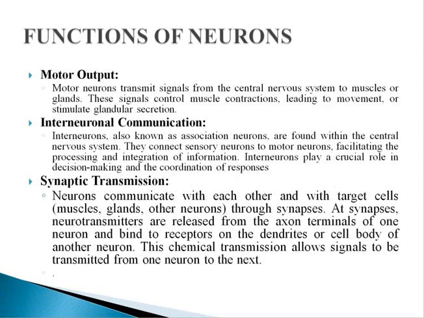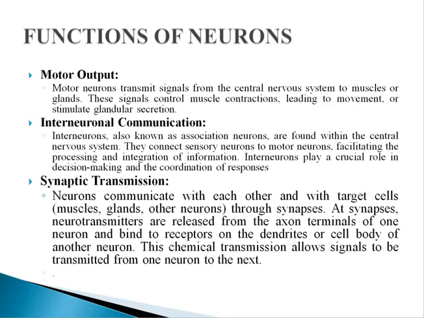So next is the motor output. The motor neurons transmit signals from the central nervous system to the muscles or glands. These signals control muscle contraction, thereby leading to movement, or even stimulate glandular secretion. The next is the interneuronal communication. Interneurons are known as association neurons, which are found within the central nervous system, and they connect sensory neurons to motor neurons and facilitate the integration of information. They play a crucial role in decision making and the coordination of responses.